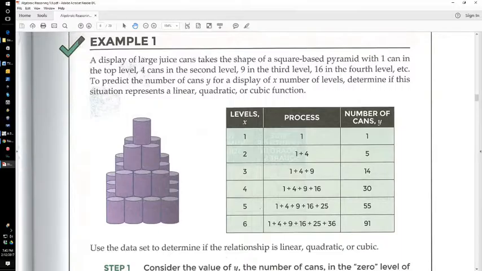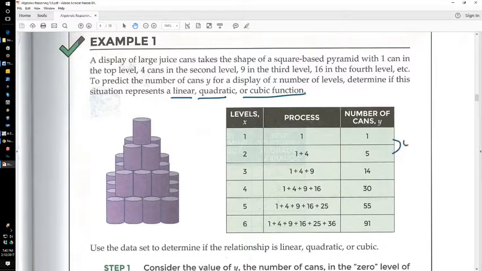All right. So they always say linear, quadratic, or cubic, but that's kind of nice. So we don't have to think about the exponential, but we are going to go ahead and write an equation for it. So we just have to think of the differences. We don't have to think about dividing.